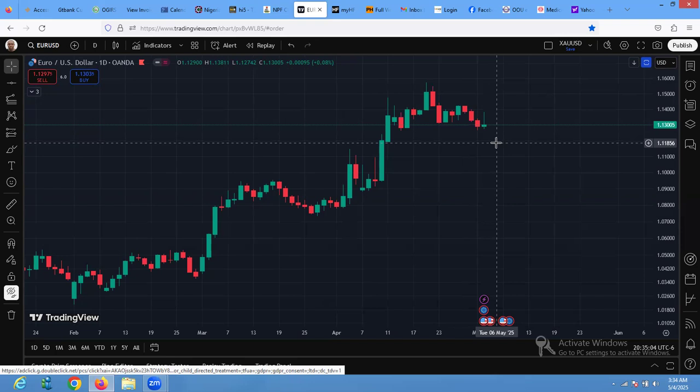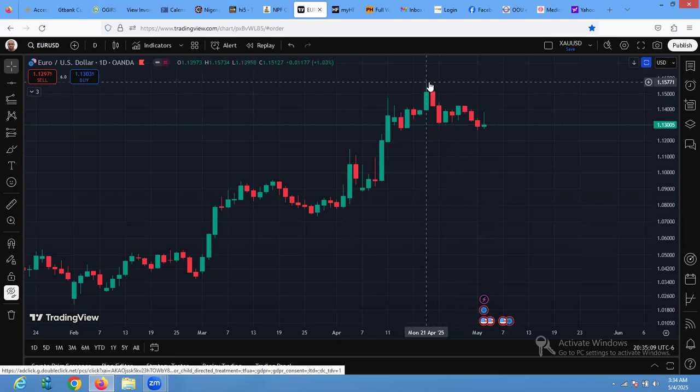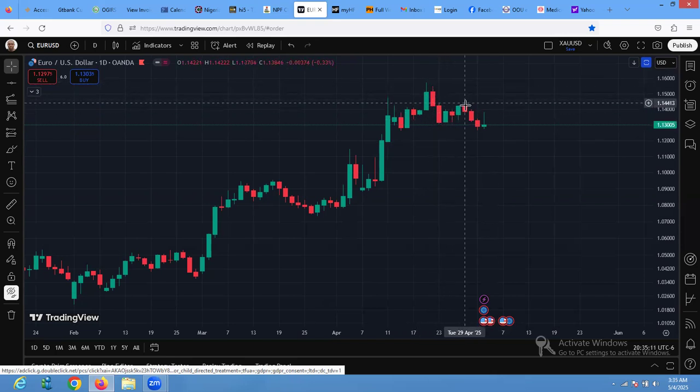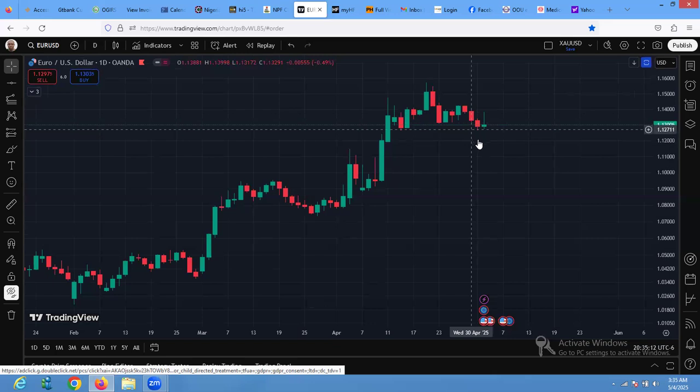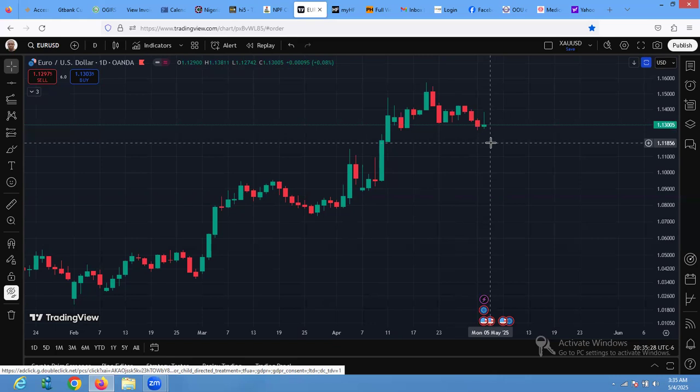But ultimately, what would guide us here is to look at this as an A, B, and look at 100% extension of that. So also the 100% extension of A, B, C here, and look at where 100% extension of A, B, C here will also fall. They might actually give you a clue to where you may see a reaction back to the upside.